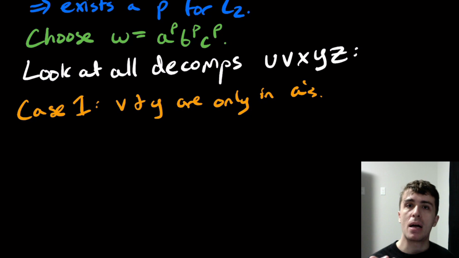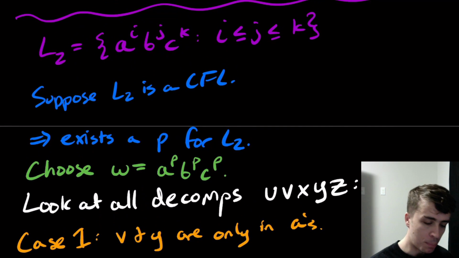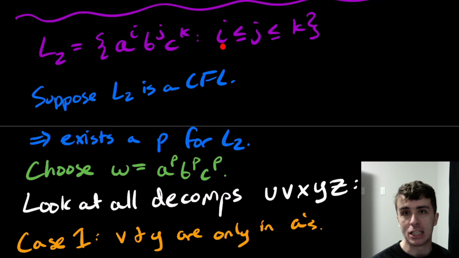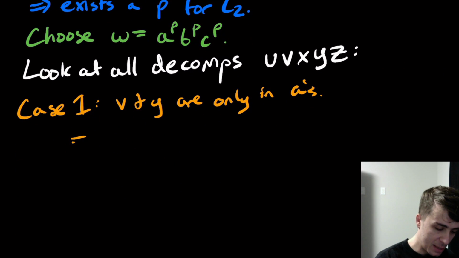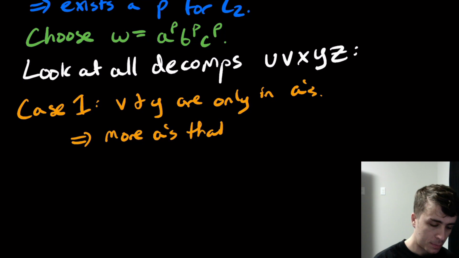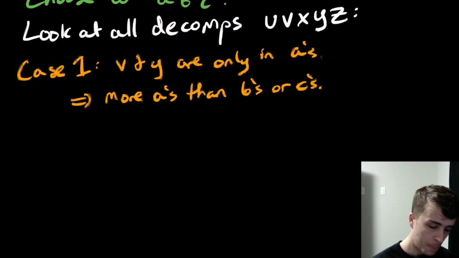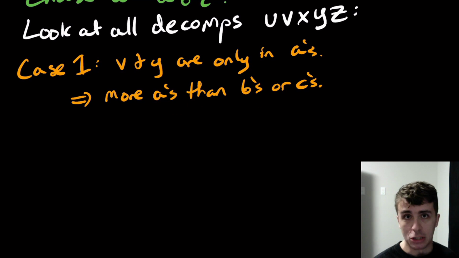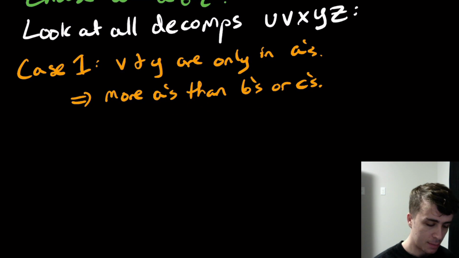Then if I pump up, we're putting more a's into the string, which means that we're going to break this condition right here. We're going to have more a's, so that means i gets bigger than j, because i and j started out exactly the same number. So this tells us that there are more a's than b's or c's, which immediately shows that you leave the language. That immediately leaves the language.